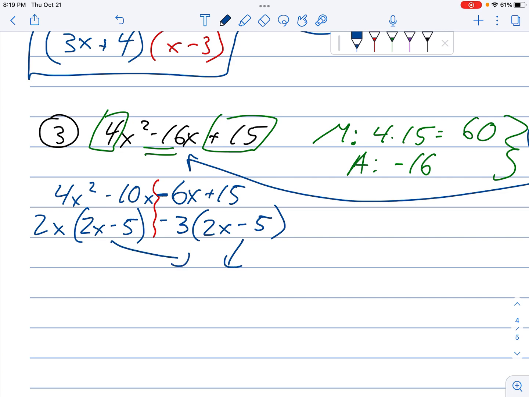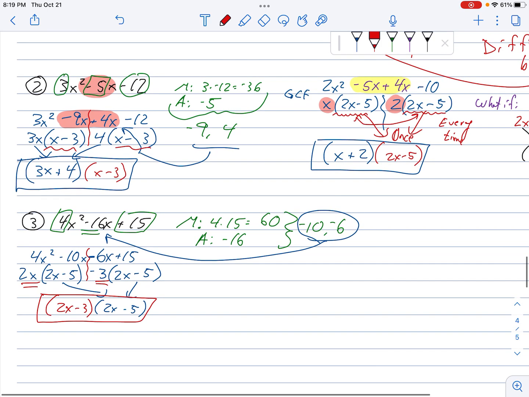Here's my 2 parentheses that match. And then here is the 2 numbers in front. I'll write those in red, 2x minus 3. And those are my 2 factors that when multiplied together would bring me back here.